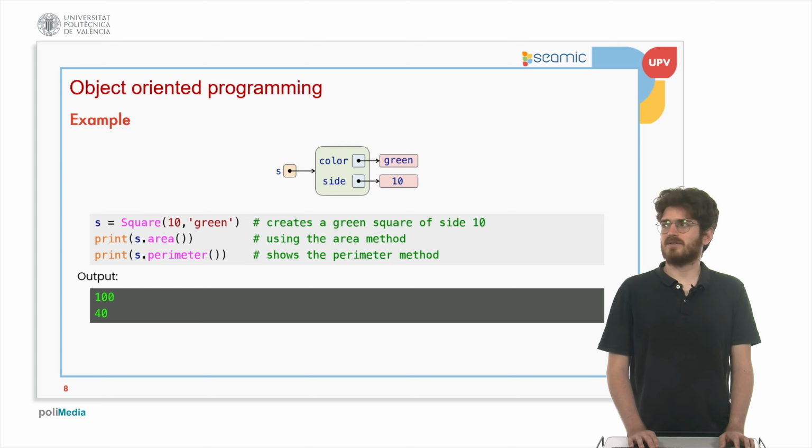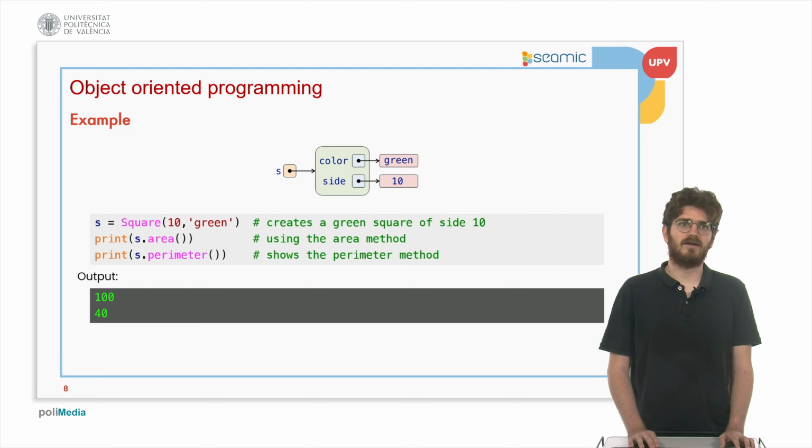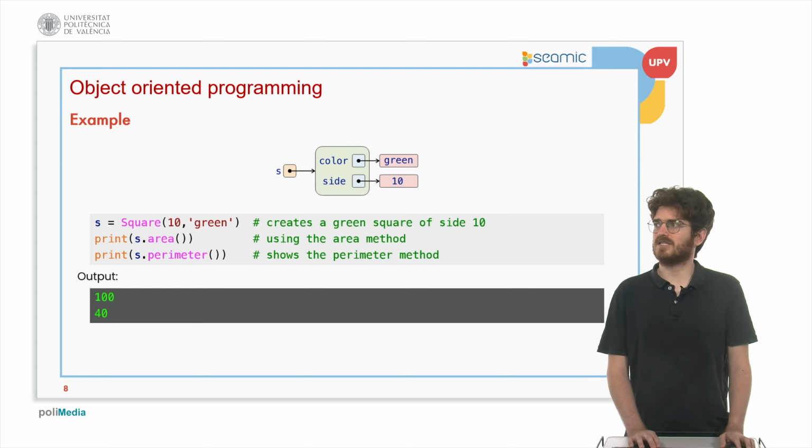Once that happens, the green object above is created with pointers to both the color and the side, and then a reference to the green square is copied over to the variable s. And once we have s, we can call methods on the square to find out, for example, its area and its perimeter.